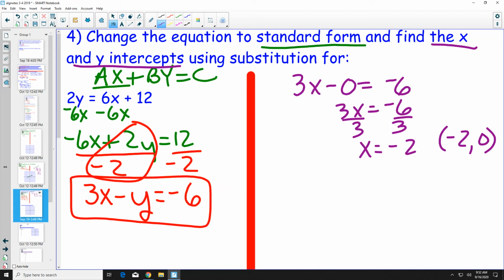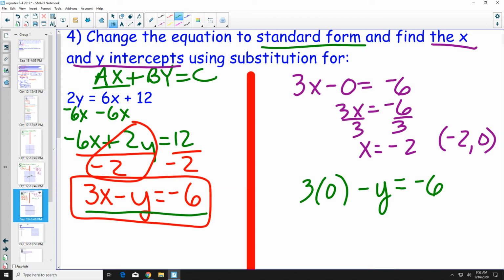Okay, let's find my y-intercept. To find the y-intercept, you put 0 in for x. So what I'm going to do is take this equation here, and I'm going to have 3 times 0 minus y equals negative 6. Well, 3 times 0 is 0. 0 minus y, that's like a negative y equals negative 6.